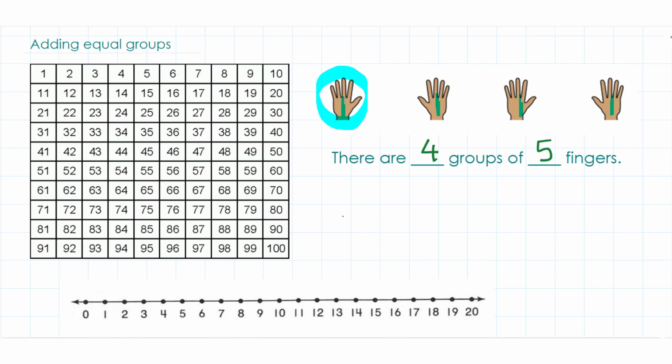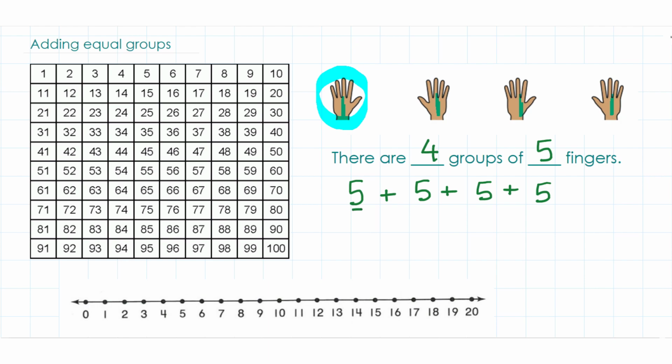How would you do that? How would you think about it? Well, we've got 4 groups of 5 fingers, haven't we? We've got 5 fingers plus another 5 fingers plus another 5 fingers plus another 5 fingers. Isn't that right? 4 groups of 5 fingers.